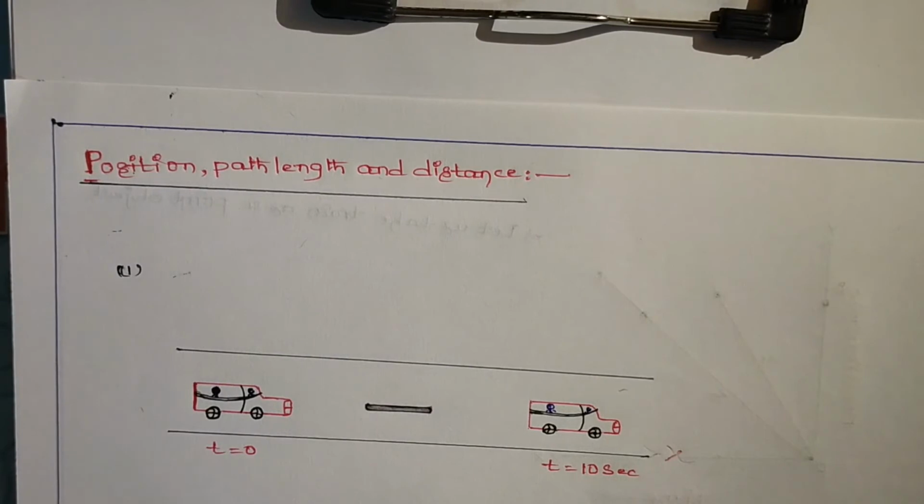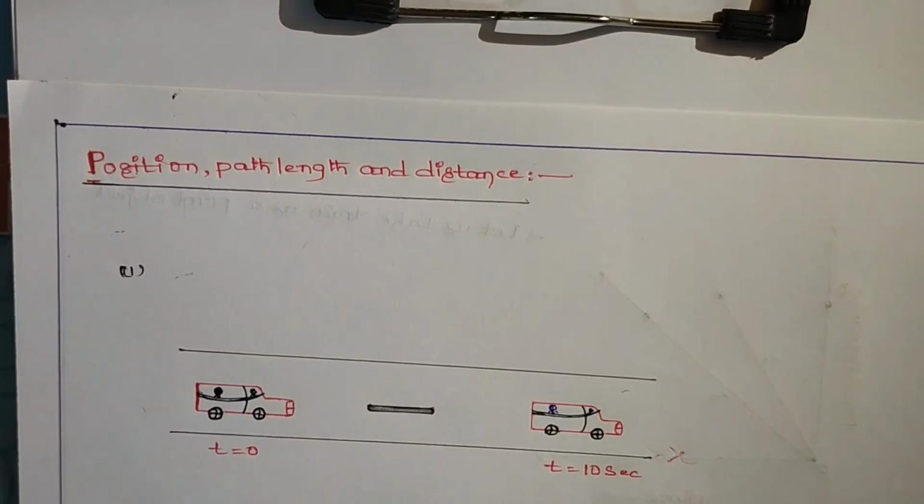Today our topic is position, path length and distance. And this is the introductory topic in motion in a straight line.